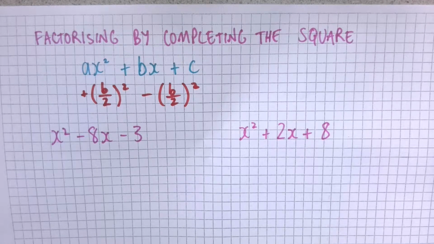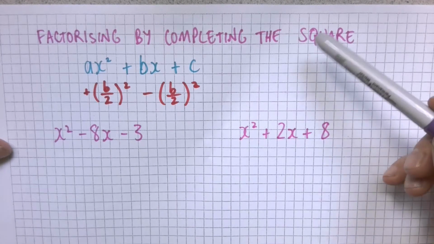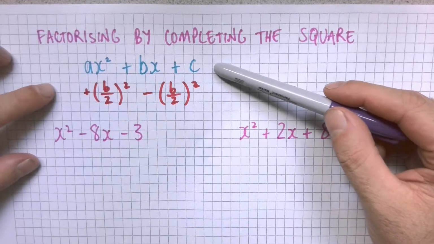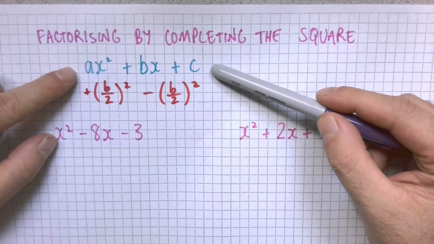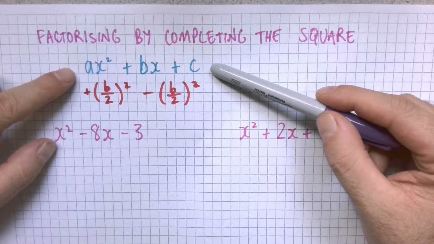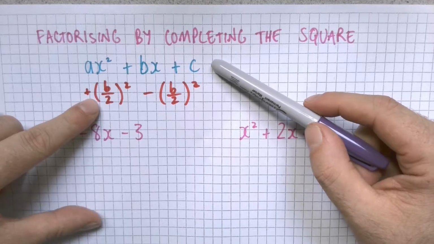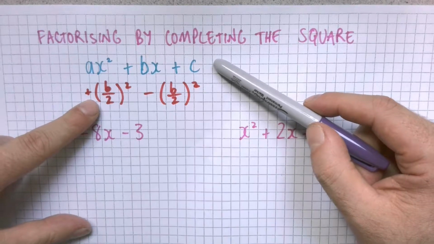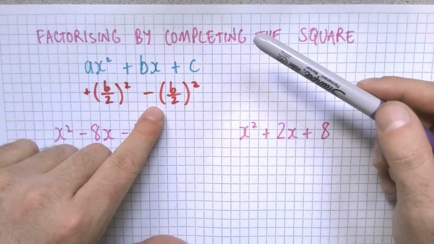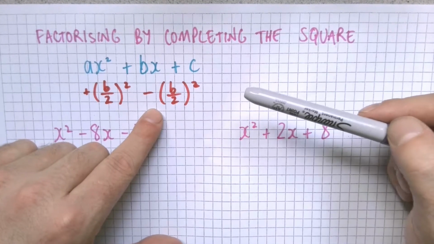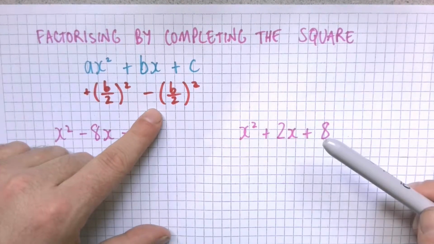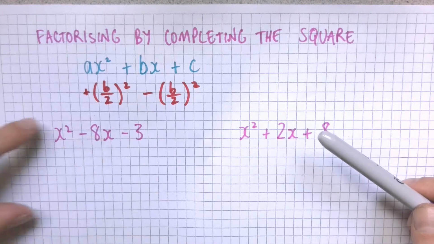Okay, so hi everyone. Today I'm going to show you how to factorize by completing the square. So we're looking at a quadratic in the form of ax squared plus bx plus c. And in order to factorize by completing the square, we need to add the value of (b over 2) all squared. But we also need to subtract that as well, (b over 2) all squared, in order to balance the equation.